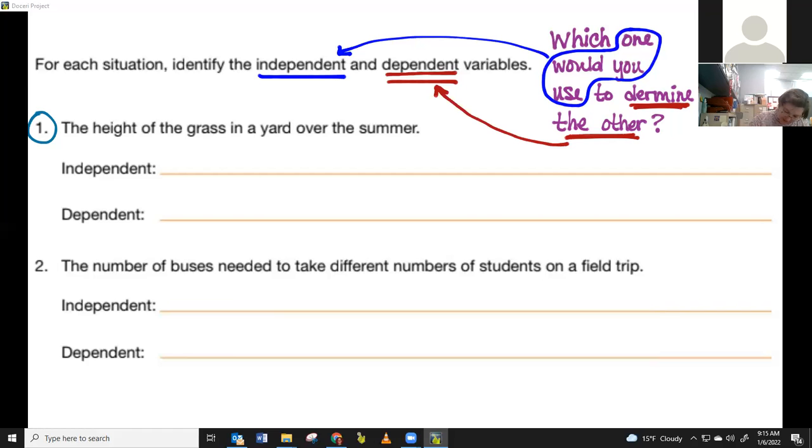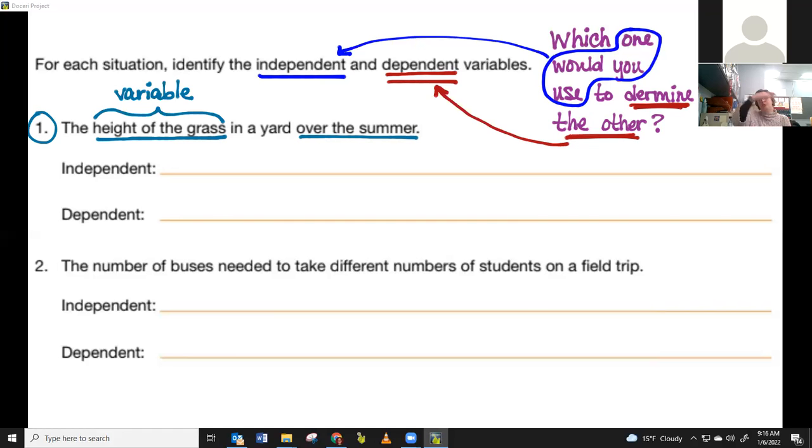Absolutely, Tamari, that is correct. Height of the grass. This is one variable. What is the other variable? What is the other variable that they're talking about here? It says over the summer. What do they mean by over the summer? What's changing over the summer? The height of the grass can change. That's why it is a variable.